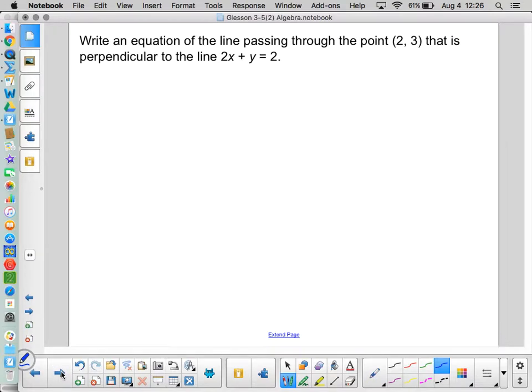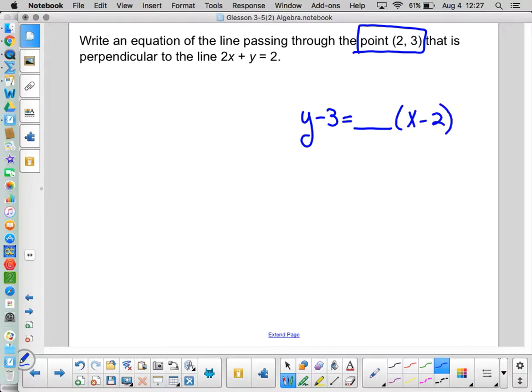All right. Write the equation of a line passing through the point (2, 3), perpendicular to the line 2x plus y equals 2. Two things we need to know to write the equation of a line: I need to know a point on that line and the slope of that line. Point is easy. It's given to us. There's the point. So immediately I know it's y minus 3 equals slope times (x minus 2).